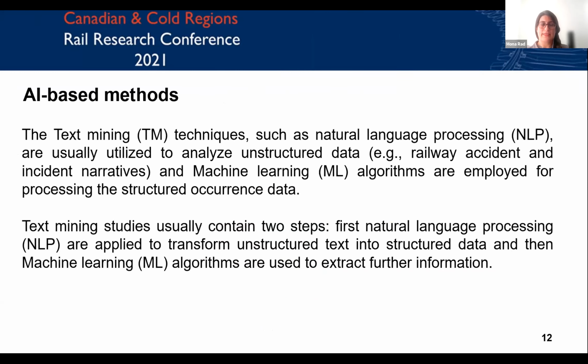For the AI-based methods, text mining techniques, such as natural language processing, are usually utilized to analyze unstructured data, for example, railway accident and incident narratives. And machine learning algorithms are employed for processing the structured occurrence data. Text mining studies usually contain two steps. First, natural language processing is applied to transform unstructured text into structured data, and then machine learning algorithms are used to extract further information.